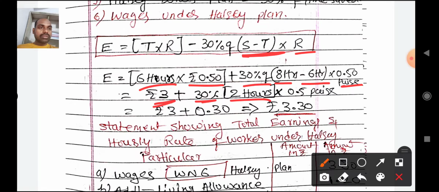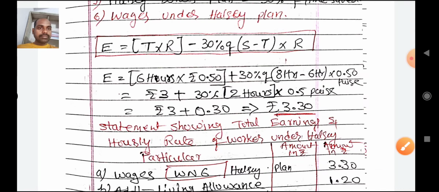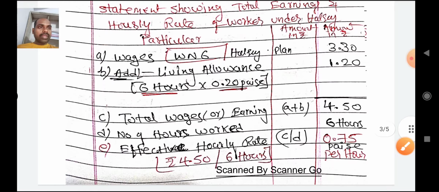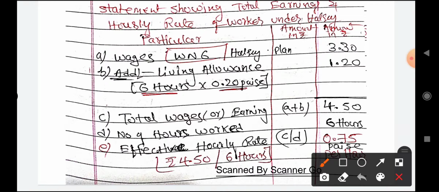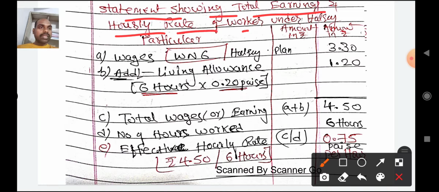30% of 2 hours, that is 8 hours minus 6 hours, 2 hours into 0.5, 3 rupees into 30 paise, so it is 3.30 as wages under HALSE plan. Now our main answer comes here. Statement showing total earnings and hourly rate of worker under HALSE plan.